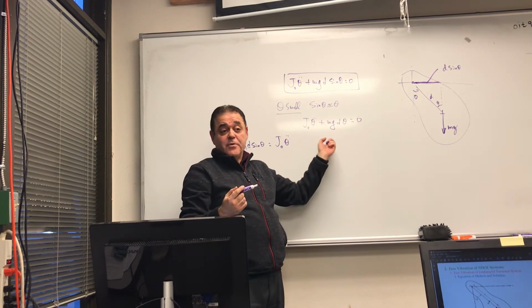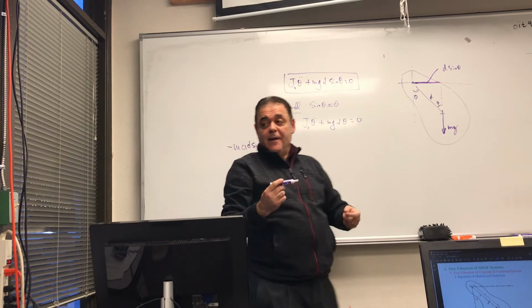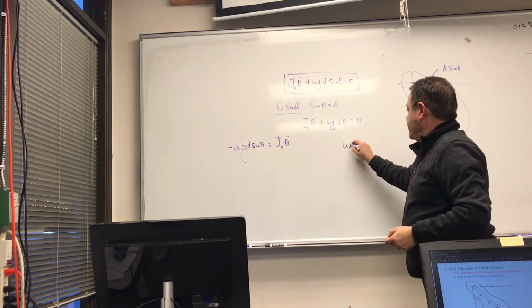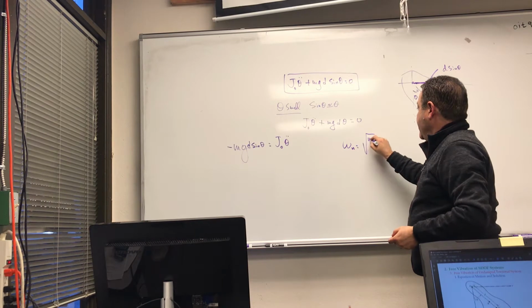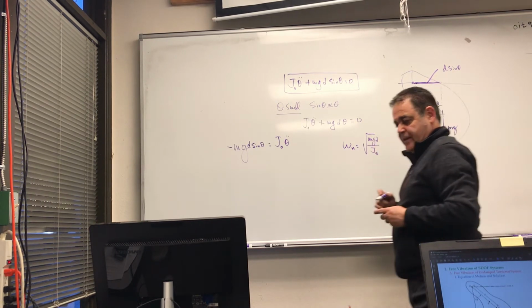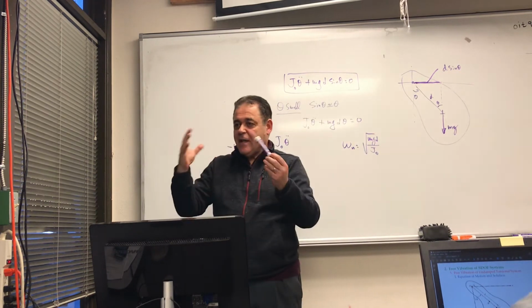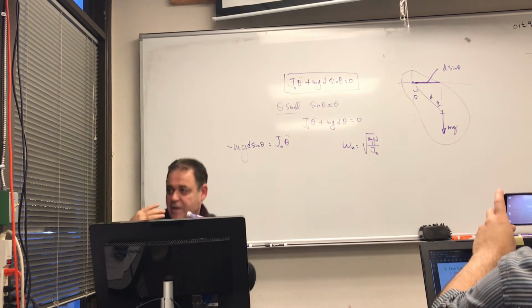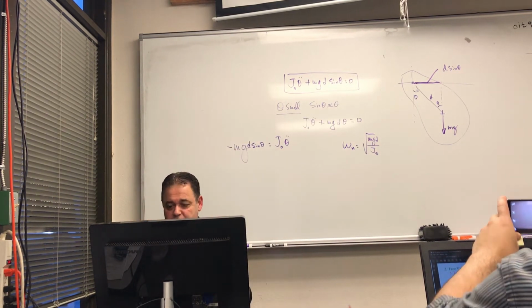We know what the natural frequency of this is. What is the natural frequency of this, by the way? Square root of mgd over J naught. Yeah, you guys are rocking, that's good. By looking at the equation without doing much, you can get a lot of information.